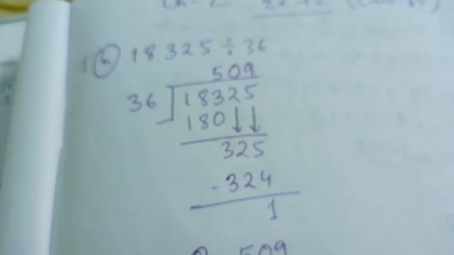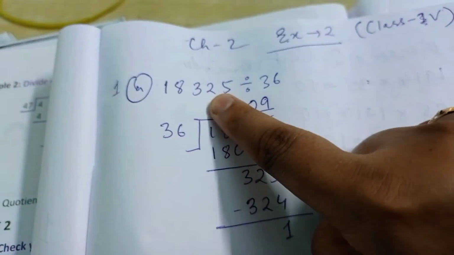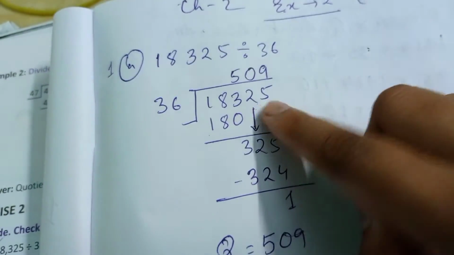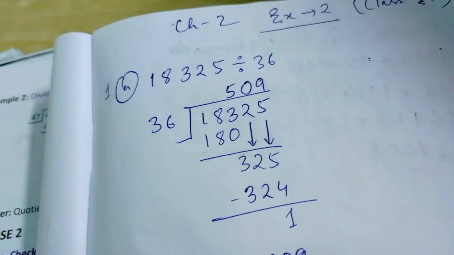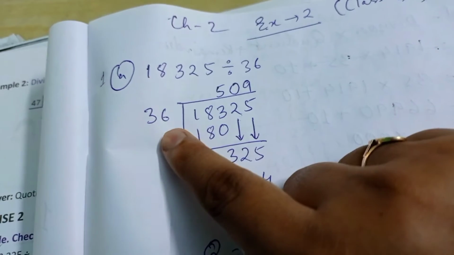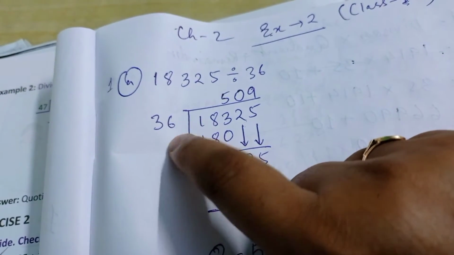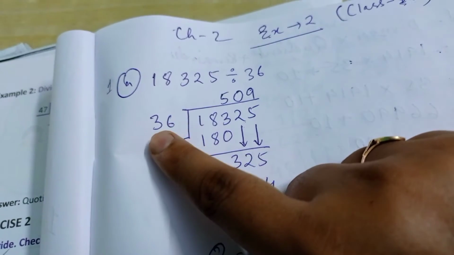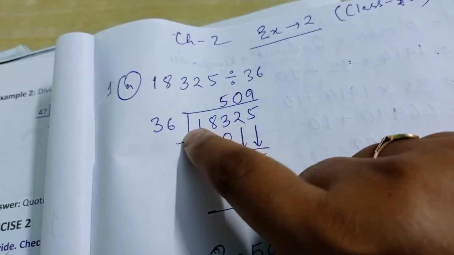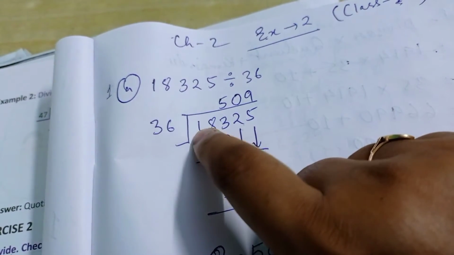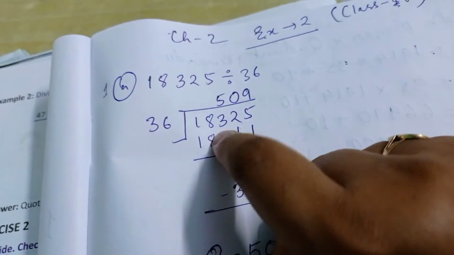As you can see, this will be the dividend and this used to be the divisor, whenever division is there. The dividend should be inside and the divisor should be outside. First we will see the two numbers, 36 is there. If we take two numbers from here, it is smaller than that. So you have to take three numbers, until you get a greater number. Three numbers is greater than this, so that's why I'm taking it.